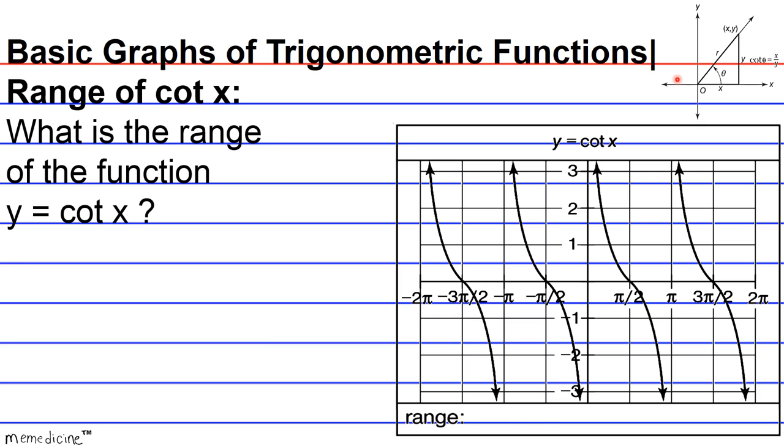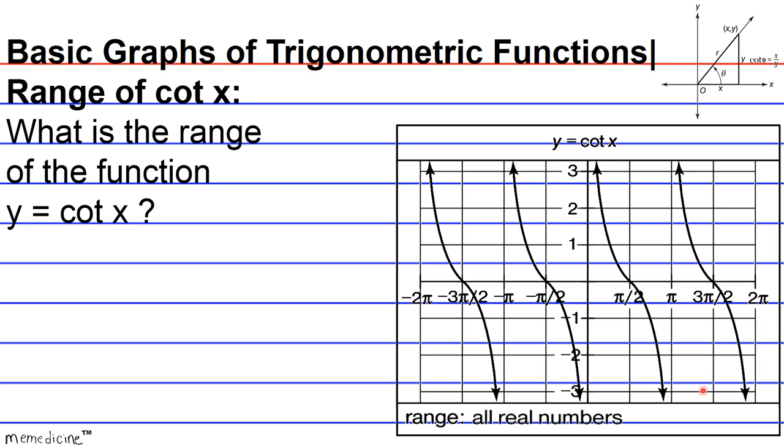And the answer is all real numbers, okay? Because regardless of these vertical asymptotes, you're still going forever upward in the positive infinity direction and forever downward in the negative infinity direction, okay?